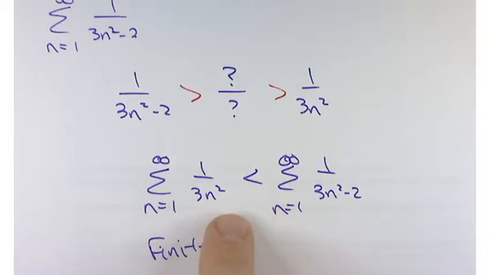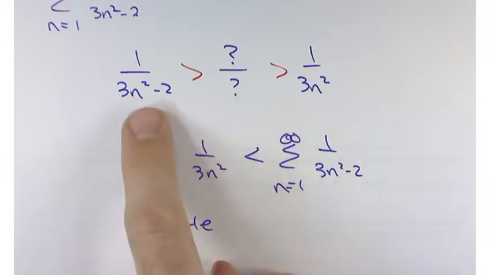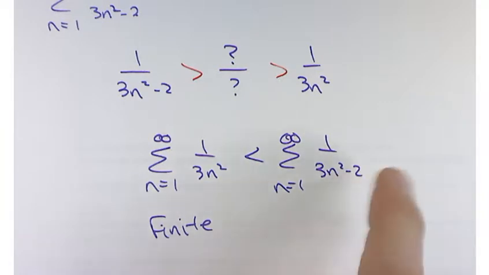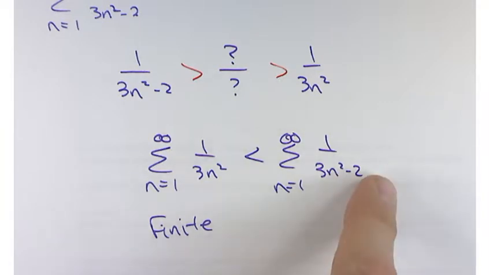I hope you see that this one doesn't work. If I had a minus here and I said, oh, I'll just get rid of the 2, this being finite doesn't tell me anything about this. This could be finite or it could be infinite. You just don't know.